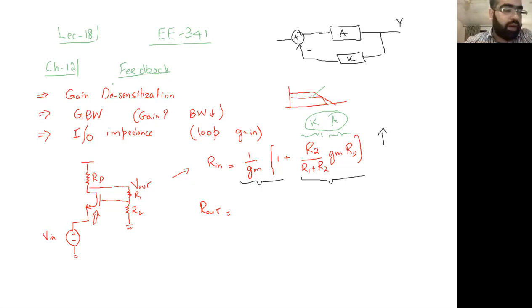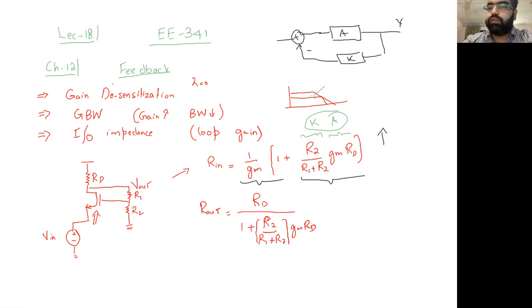Coming back to Rout, we said if we are living in an open loop configuration, it was RD, ignoring ro as lambda is equal to 0 for ease. But here the Rout will be reduced by the same amount we just mentioned: RD divided by 1 plus R2 divided by R1 plus R2 times gm RD.